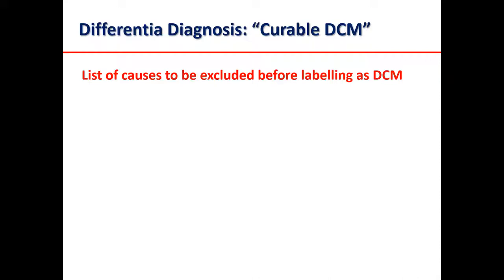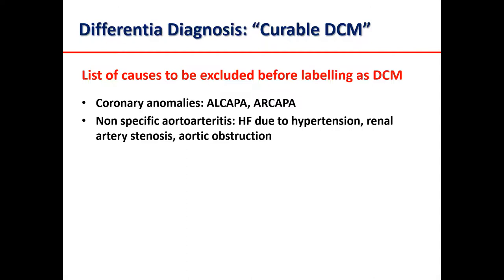However, any patient presenting with left ventricular dysfunction, dilatation, low ejection fraction, please use this checklist and exclude these causes. Coronary anomalies, non-specific aortic arteritis, which we see in young ladies or young children, especially females. And again, this is something that is quite common. I wouldn't say quite common, but is often seen in a country like India. And I'm sure you also see these patients. They may be going to pediatricians or they may be going to the adult cardiologist.